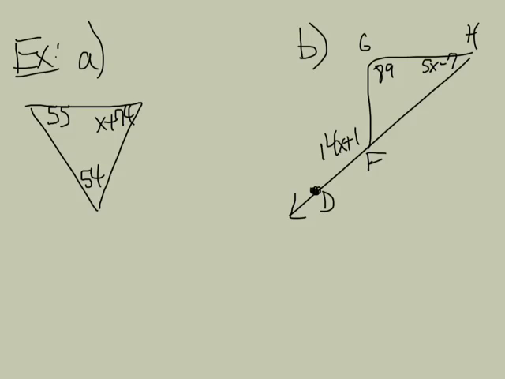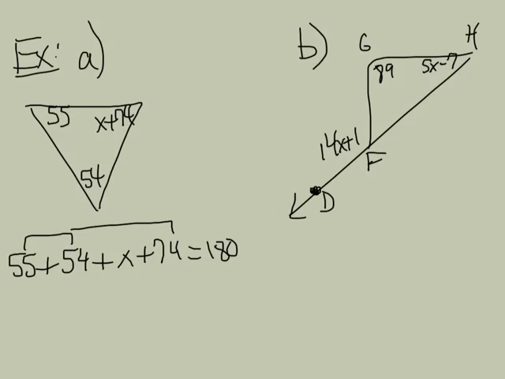In part A, we're going to use the triangle angle sum theorem, which says the sum of the angles in a triangle must add to 180. So we're going to do 55 plus 54 plus x plus 74 equals 180, and solve from there. We'll combine these like terms: x plus 183 equals 180. Subtract 183, we get x equals negative 3.